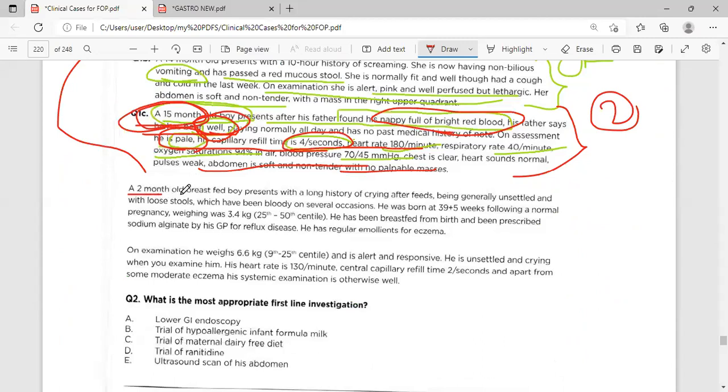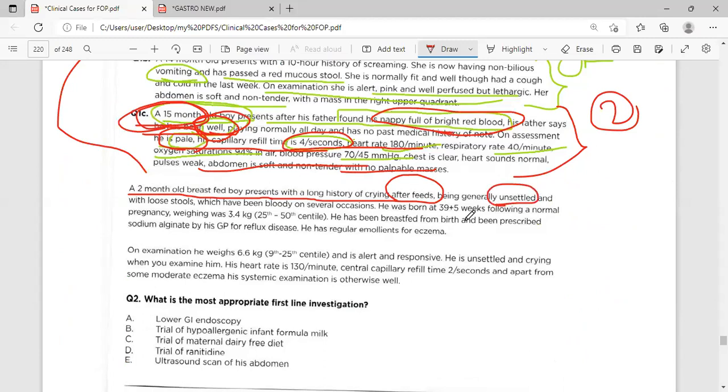A 2-month-old breastfed boy presents with a long history of crying after feeds. Okay, he's crying only after feed, being generally unsettled with loose stool, which have been bloody on several occasions. He was born at 39.5 weeks following a normal pregnancy. Weight was 3.4 kg, which is normal.